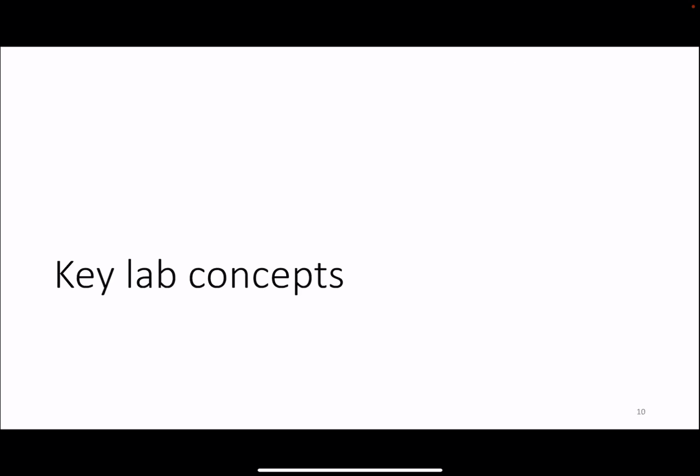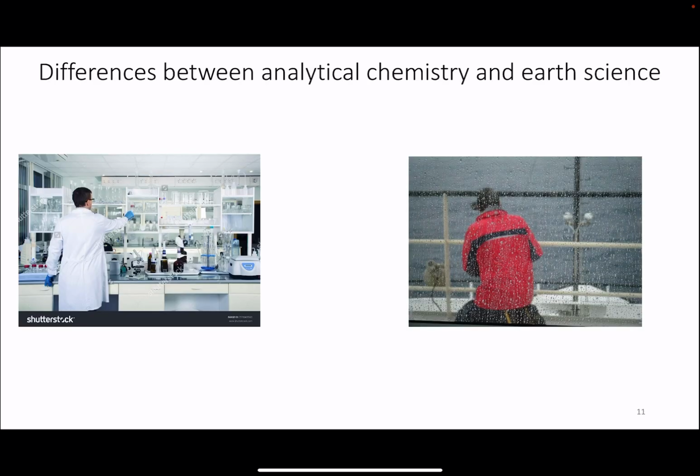Okay, so moving on to key lab concepts. Analytical chemistry is a wonderful field of science. It's something that is usually done under incredibly controlled conditions, right? The definition of analytical chemistry is essentially that you're doing something in a really prescribed, really controlled manner.